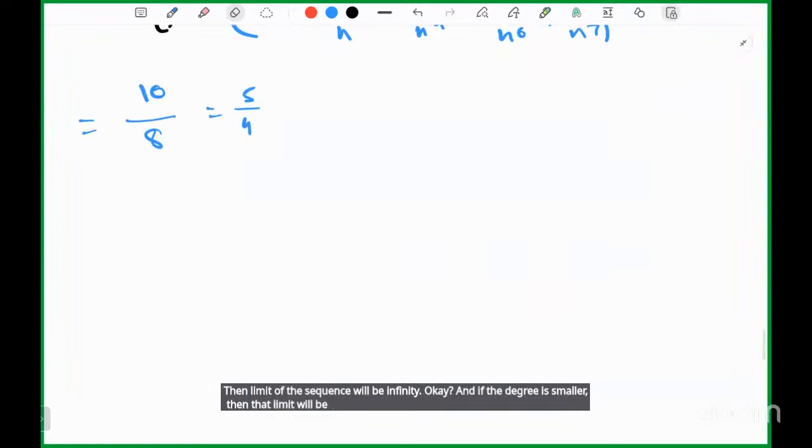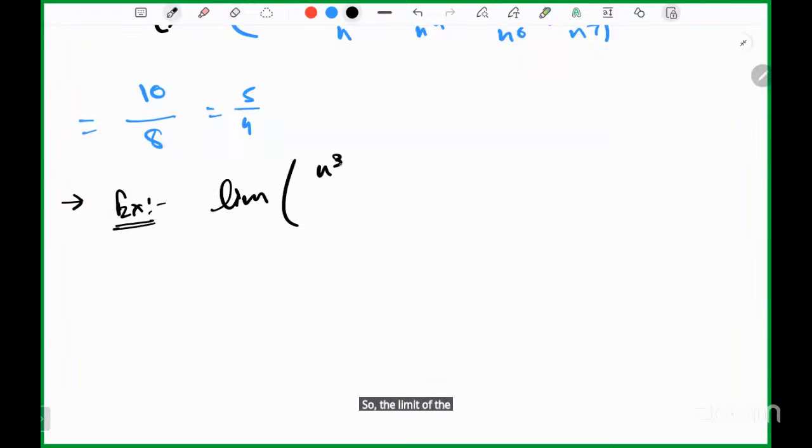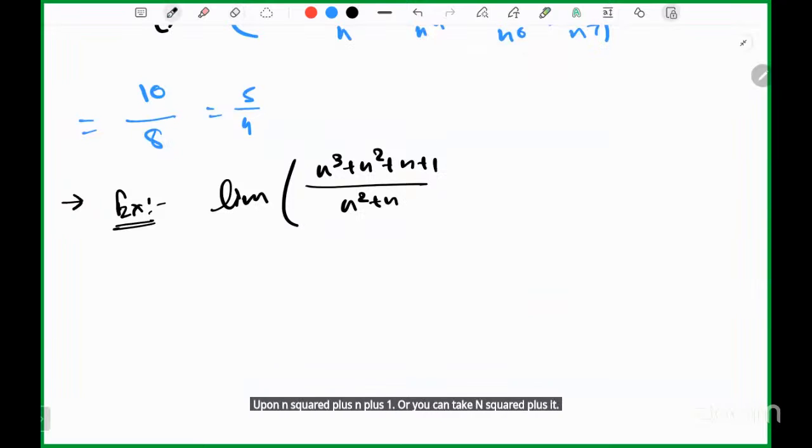So let's just take two simple examples. The limit of the sequence n cube plus n square plus n plus 1 upon n square plus n plus 1. What will be the limit of the sequence? Infinity, right?